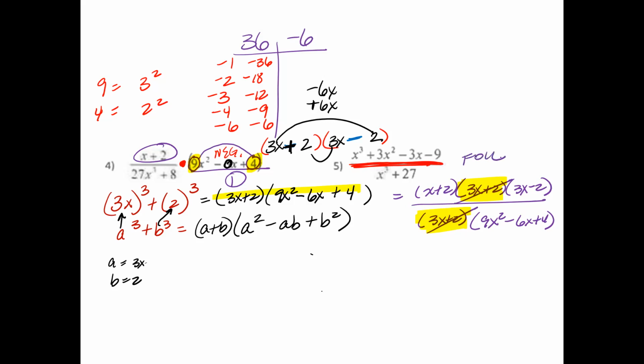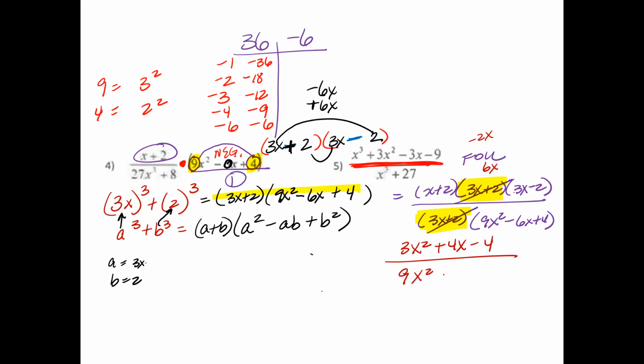You can go ahead and FOIL that, which once you FOIL it, it'll give you a first x and 3x is 3x squared. Your outside is going to give you a negative 2x. Your inside is going to give you a 6x. So negative 2x plus 6x is a 4x. And then your last is a 2 times negative 2, which is a negative 4.